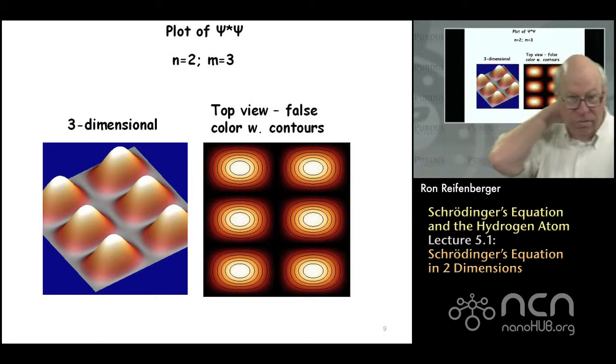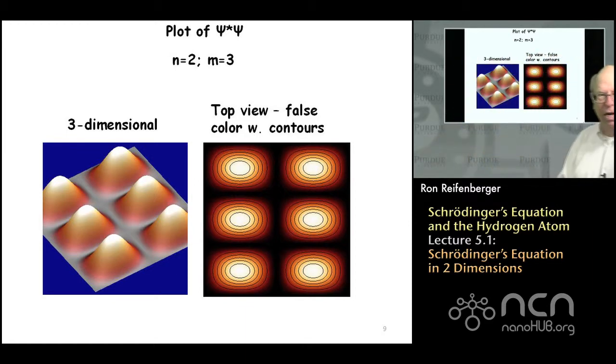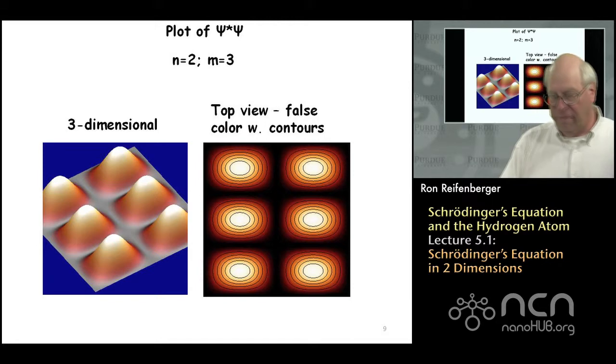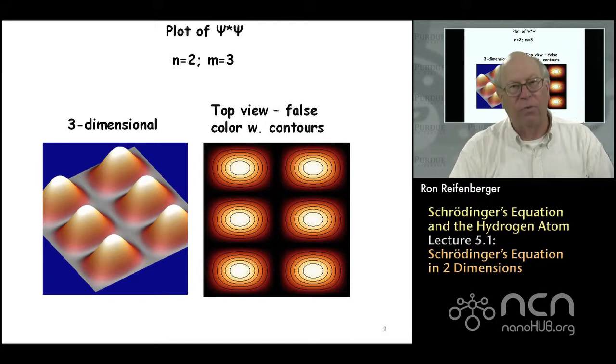You can render these plots in 3 dimensions. Sometimes you'll see different versions of the plots, right? This is the n equals 2, m equals 3 quantum state. In this case, there are now 6 lobes where the probability of finding the electron is very high. This is the false color plot with contours. This is a 3-dimensional rendering of the same plot and shows you that the probability of finding the particle in these various regions peaks up. They have a high value. So that's what the wave function means.